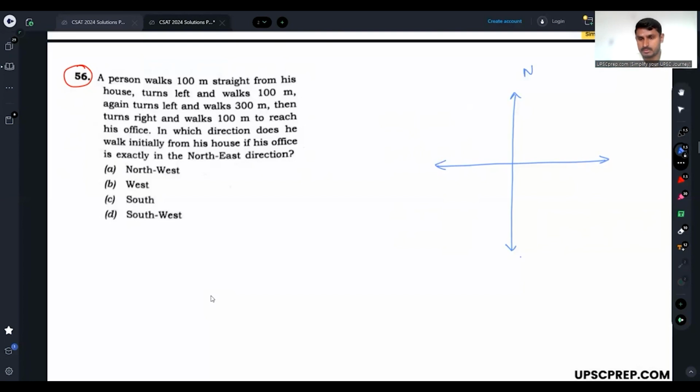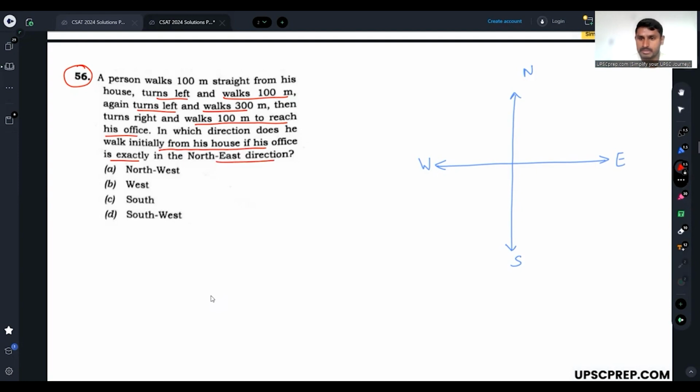North, south, east, west. So what it is saying: a person walks 100 meters straight from his house, turns left and walks 100 meters, again turns left and walks 300 meters, then turns right and walks 100 meters to reach his office. In which direction does he walk initially from his house if his office is exactly in the northeast direction?